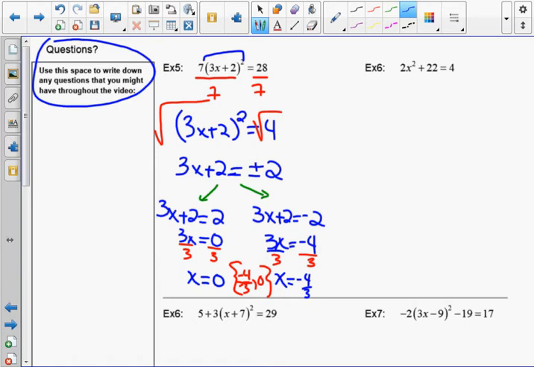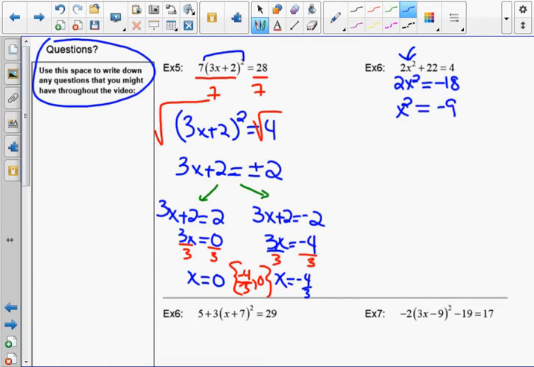Okay, so let's take a look at the next example. So again, we're going to solve this equation by using square roots. So we want to isolate for this x squared. So the first thing we're going to do is get rid of that 22, or subtract that 22. So that's going to give us 2x squared is equal to a negative 18. We're not done yet. We still need to isolate for that x squared. So what we're going to do next is divide by 2. So now we have x squared is equal to negative 9.